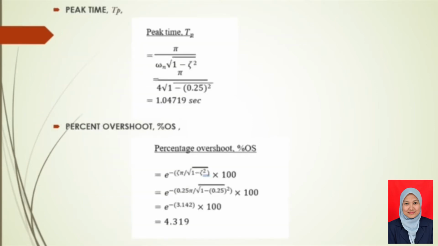Next, we calculate the peak time, using the formula pi over omega n square root of 1 minus zeta power of 2, and the value of peak time is 1.04719 seconds. Next, we also calculate the percent overshoot, and we use the formula e power of minus zeta times pi over square root of 1 minus zeta power of 2, multiplied by 100, then percentage overshoot is equal to 4.319.